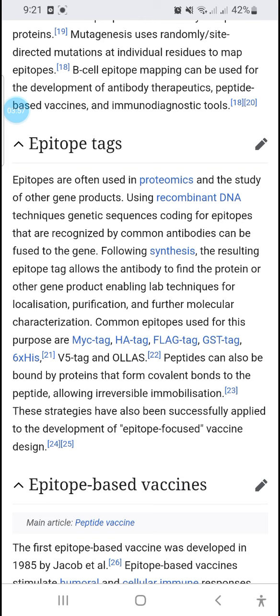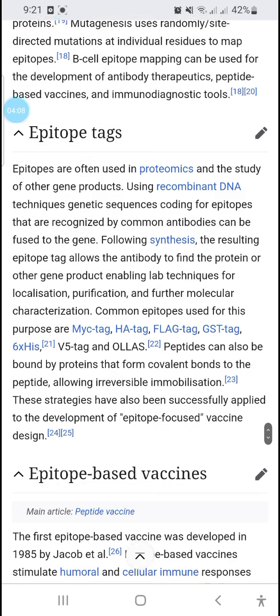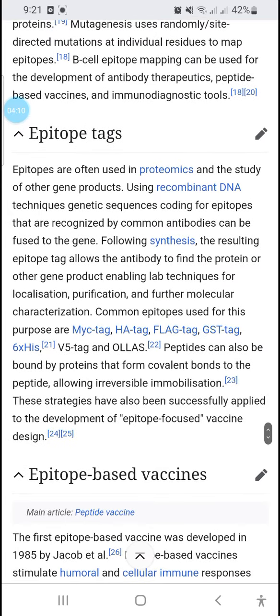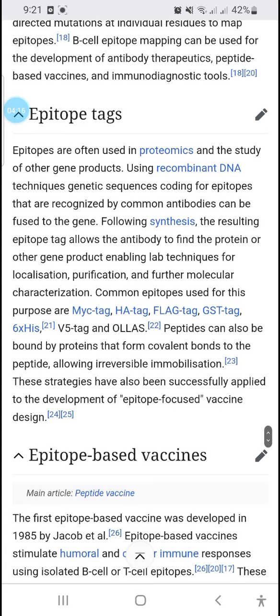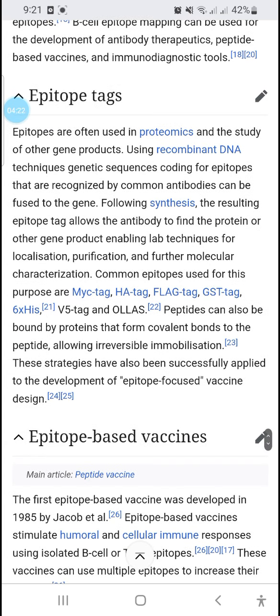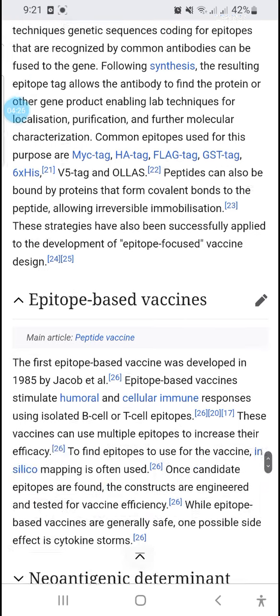Common epitopes used for this purpose are Myc tag, HA tag, FLAG tag, GST tag, 6X His, V5 tag, and others. Peptides can also be bound by proteins that form covalent bonds to the peptide, allowing irreversible immobilization. These strategies have also been successfully applied to the development of epitope focused vaccine design.